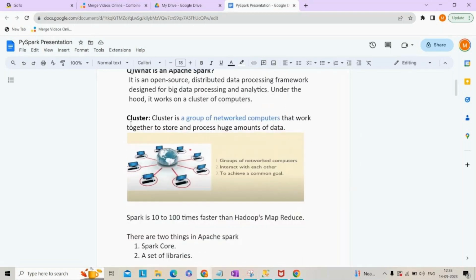First of all, what is a cluster? A cluster is a group of networked computers that work together to store and process huge amounts of data. Understand? Right.